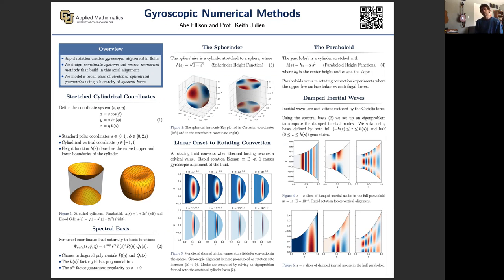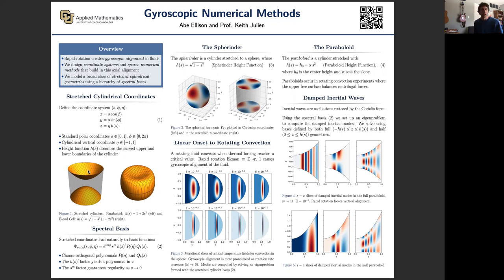And so this leads us to a class of geometries we call the stretched cylindrical geometries. And each geometry lends itself to a particular spectral basis. So what we do is define these coordinates, s, phi, and eta, and they're related to Cartesian x, y, z in this way. S and phi are your polar coordinates, and then eta is your cylindrical height. And we multiply eta by this height function h of s. And this is actually our stretching function.